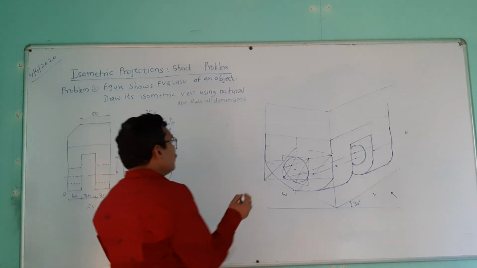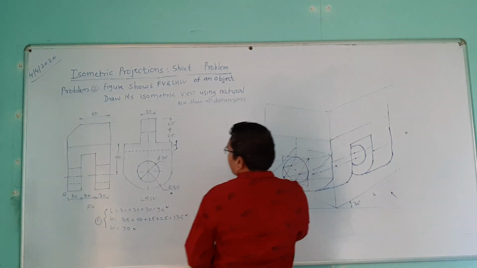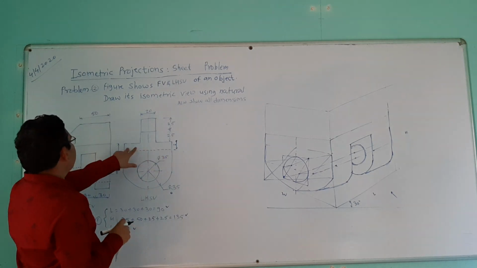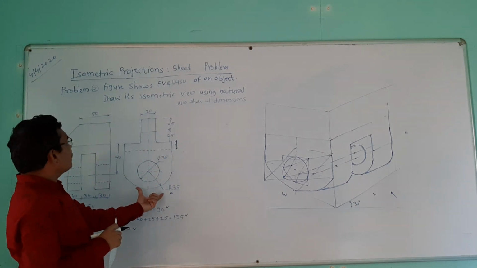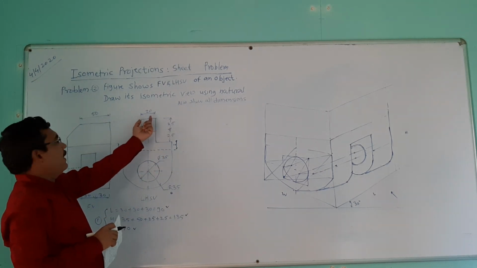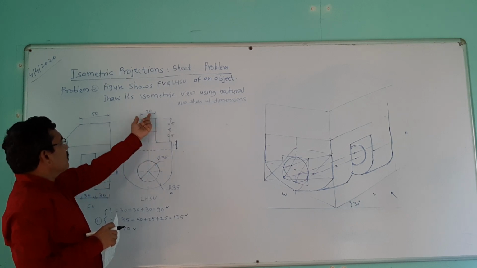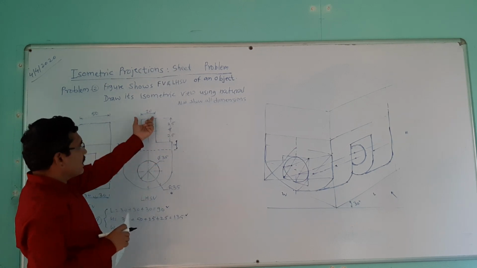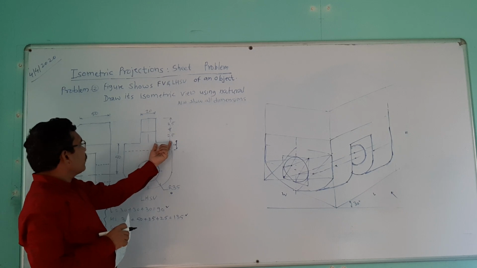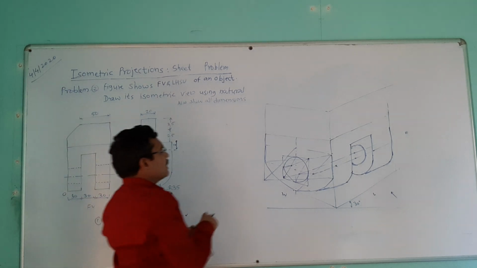So here we have on both sides, this total is 70 plus middle one is 20. So that means 70 minus 20, 50 is remaining. So 25 from this side and 25 from this side.